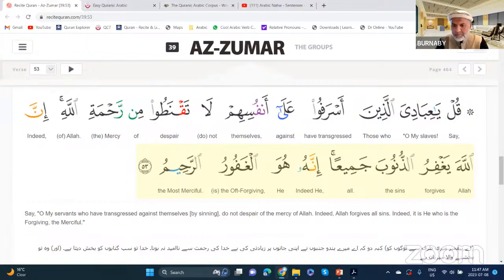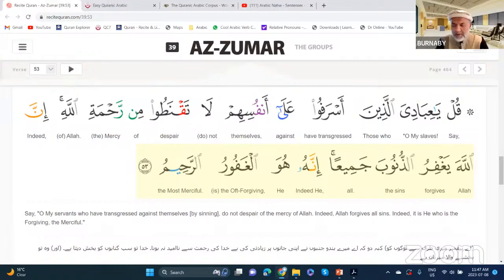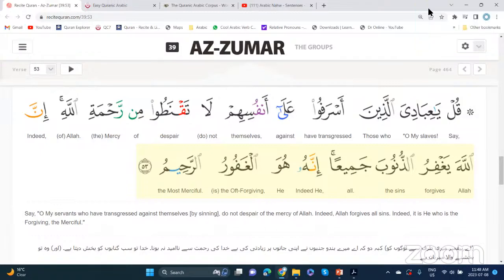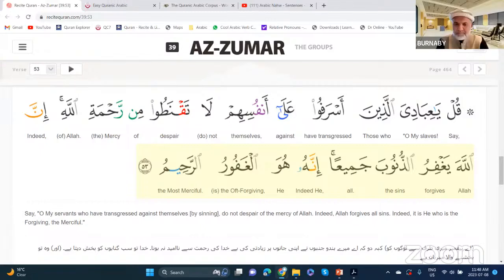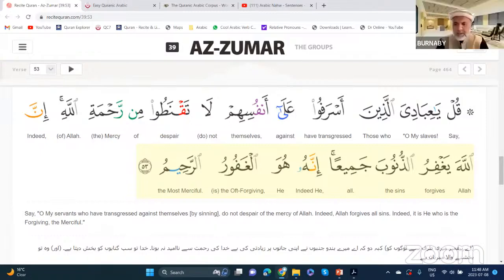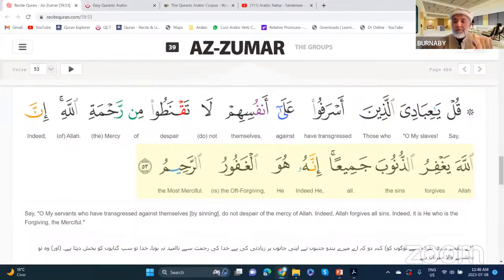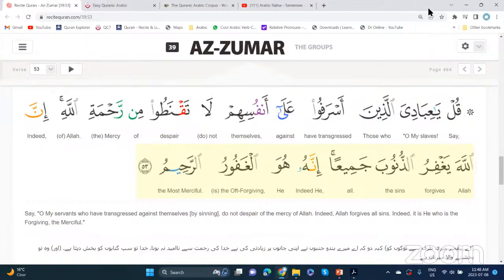So far so good? Ala anfusihim. Ala is harf jar. Anfusihim is murakkab izafi. Ala anfusihim is jar majroor, murakkab jari. Is everybody able to understand that without me going into a lot of details? So now you understand that within murakkab jari, there is another combination of murakkab izafi, which is the ism majroor.